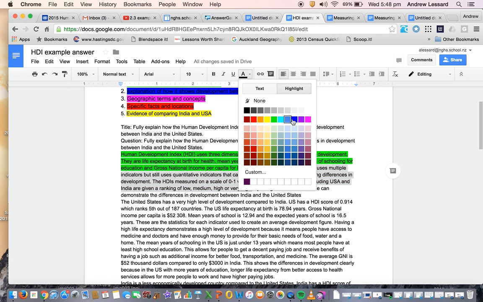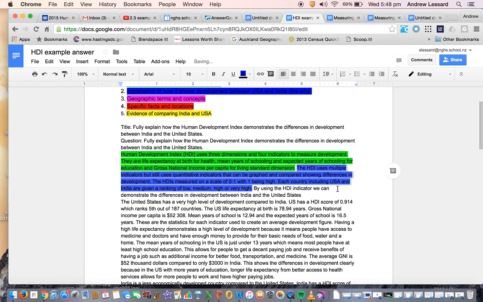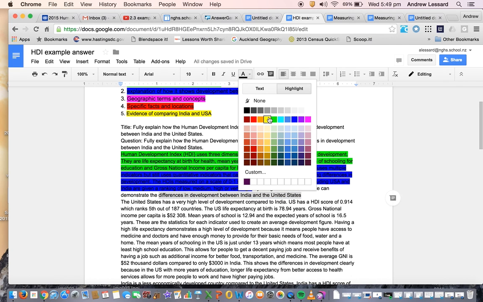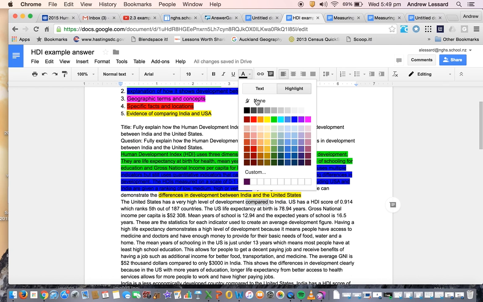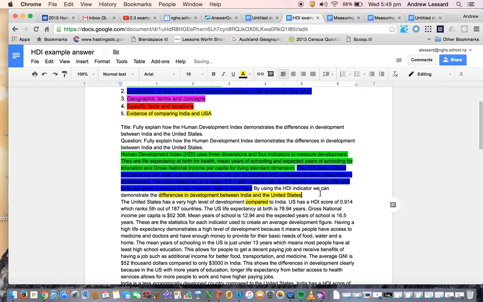And that's explaining, right? I've started to explain what the indicator does, how it shows development. Now then I got to say, by using the HDI indicator, we can demonstrate the differences in development between India and the United States. And the very first sentence of this next paragraph is, the United States has a very high level of development compared to India. Okay, so once again, I've told the marker right away that I'm going to explain how it's comparing the 2 countries.